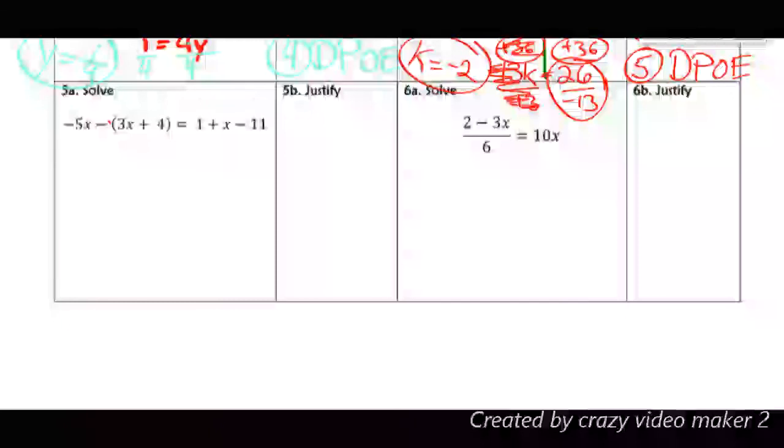So I'm going to start by distributing that negative sign. It's basically like there's a negative 1 in front of this. That negative 1 gets distributed into both terms. Negative 5x minus 3x minus 4 equals 1 plus x minus 11. So my first step was to distribute.